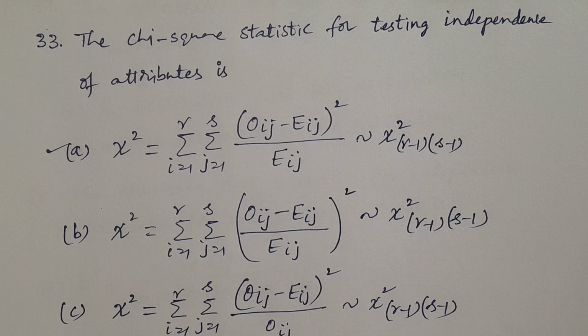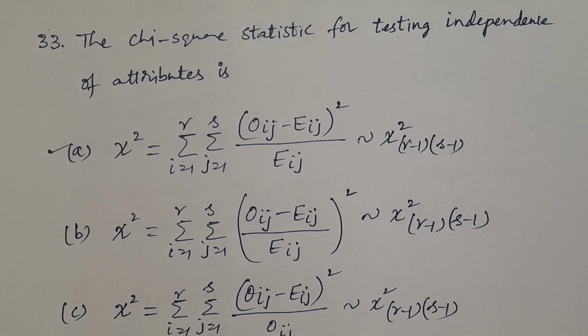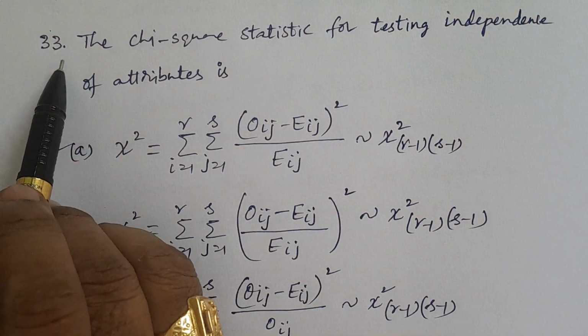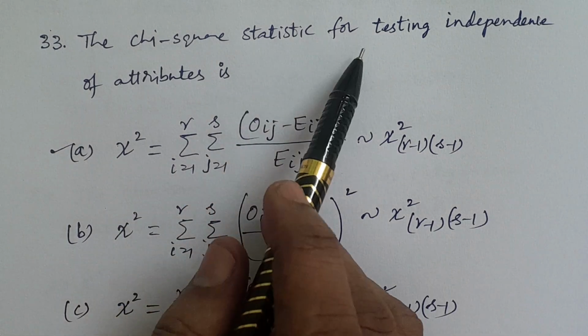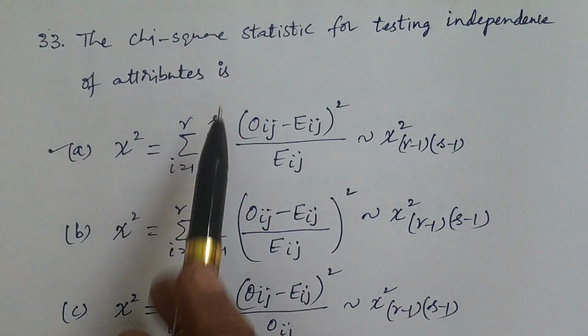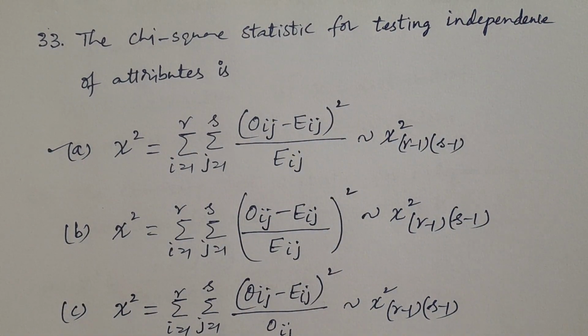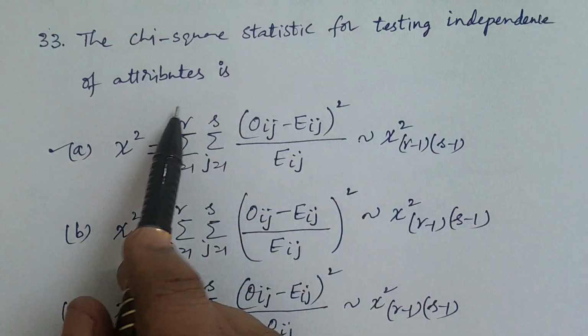In this lesson, I explain multiple choice questions in the topic small sample test. This is part 9 in the languages English and Telugu. Question number 33. The chi-square statistic for testing independence of attributes is. What is the chi-square statistic for testing independence of attributes?